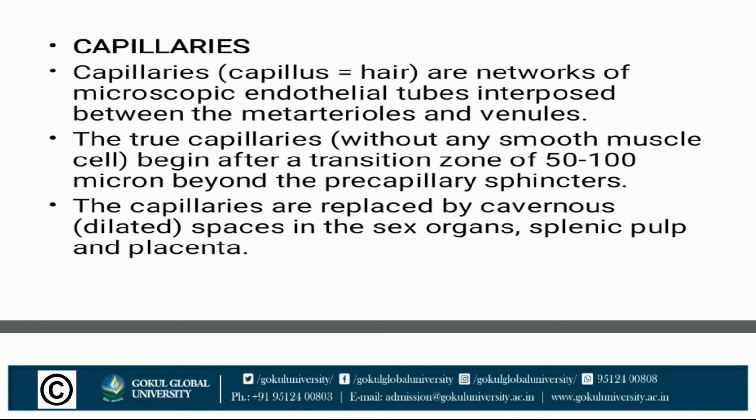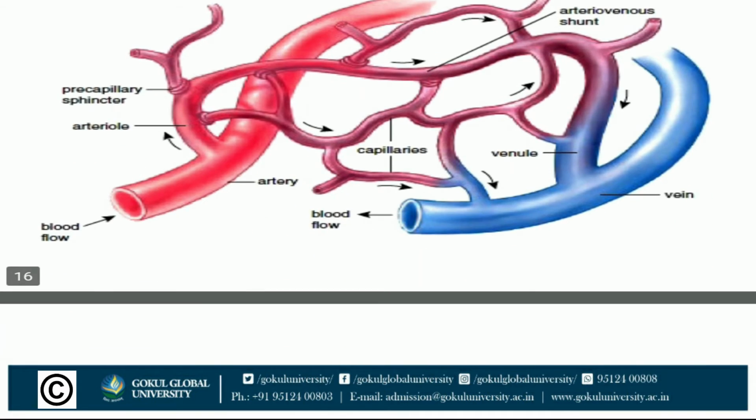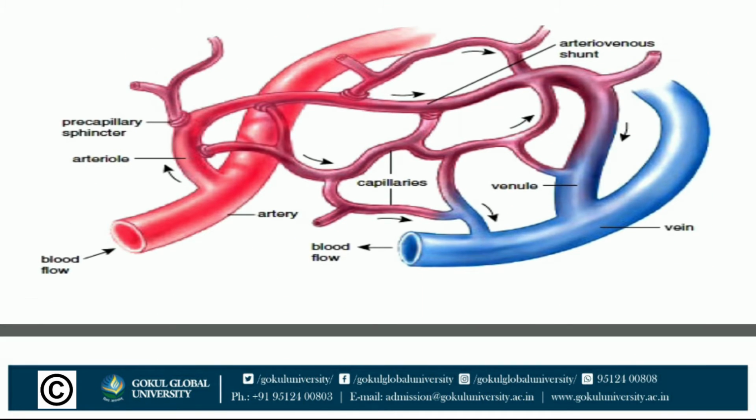begin after the transition zone of 50 to 100 micron beyond the precapillary sphincters. The capillaries are replaced by cavernous spaces in the sex organs, splenic pulp, and placenta. This is the diagram showing blood flow, as well as arterioles, veins, venules, precapillary sphincter, arteriovenous shunt, and capillary.